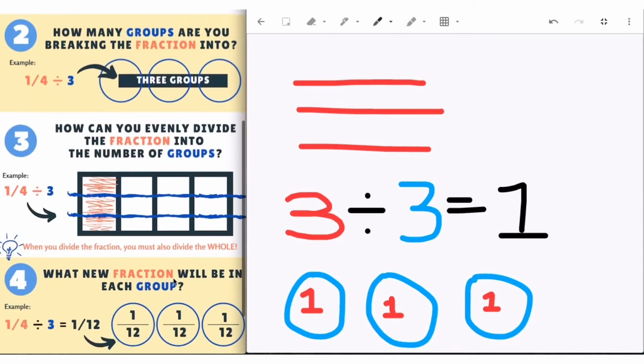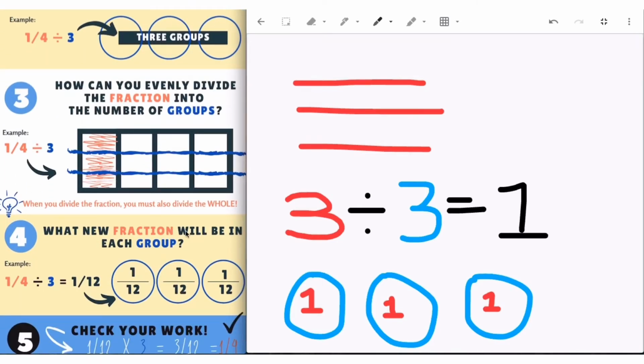Finally, I'm looking at what fraction will be in each group, and this gives me my answer. So in this case, 1 will be in each group. So 1 fruit by the foot is in each group.